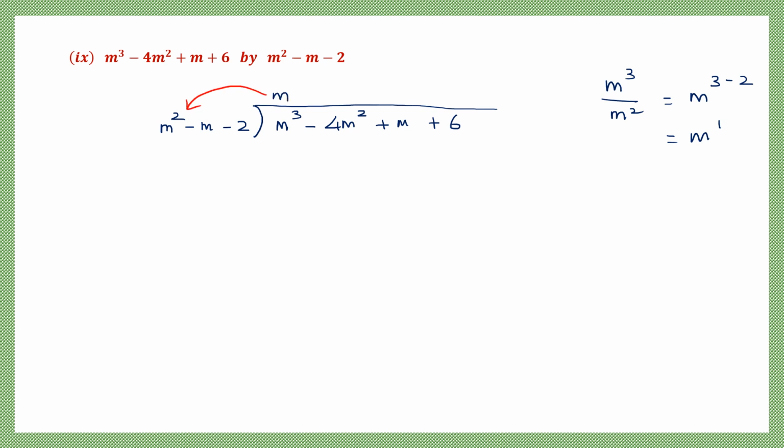m into m². That will be m to the power of 1 plus 2, that is 3. Then m into minus m. So the sign is minus and m into m is m to the power of 2. Then we multiply m into minus 2. So the sign is minus and the number is 2m. Now we have to subtract. So let's change all the signs. This is plus, minus now, plus, plus. So now let's add this up.